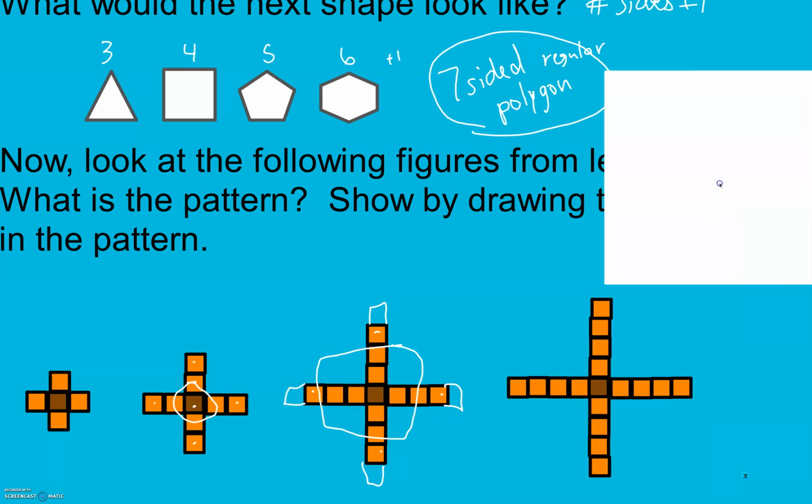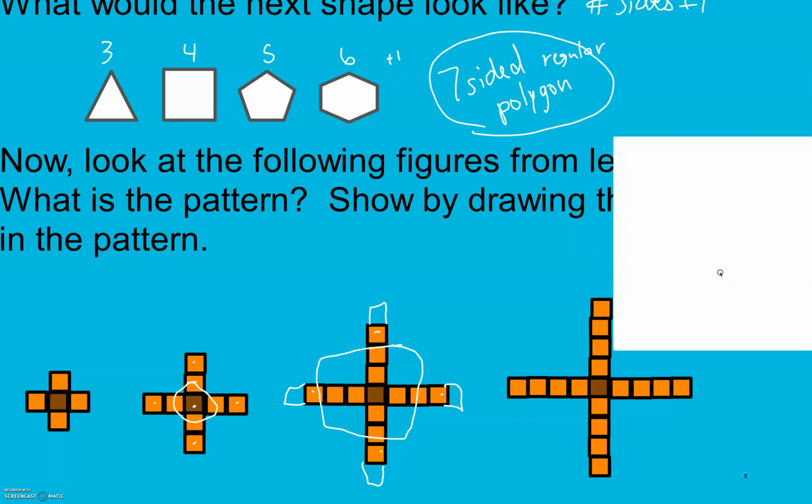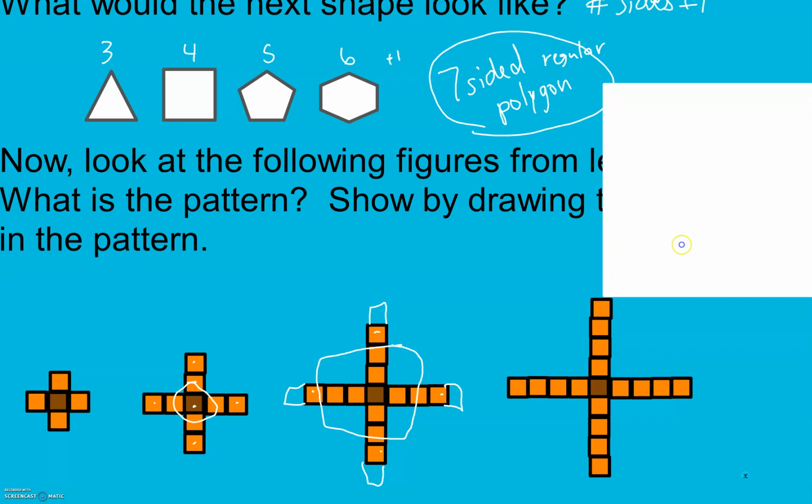Let's check. Yeah. So our pattern was that each time we added 1 orange one to all 4 sides, and we kept the figure before it. So we still have figure 1, then figure 2, then figure 3, and then figure 4.